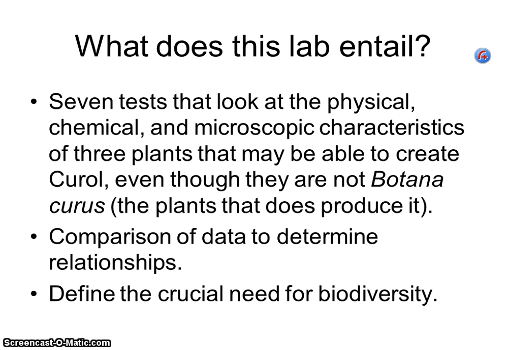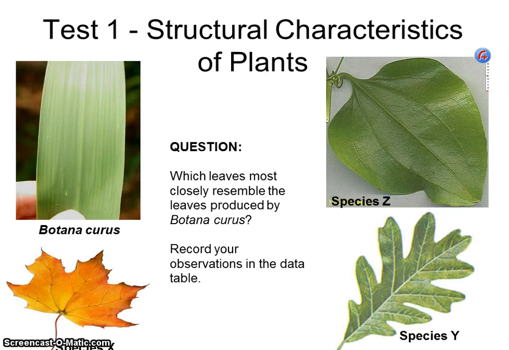So you're going to be looking at the structures on different plants, and you're going to be looking at the chemical makeup of the plants, meaning like what kind of genes do they have. And then you're also going to be looking at microscopic pictures of the plants. Okay. We're going to compare the data, and we're going to try to see if we can identify an unknown species.